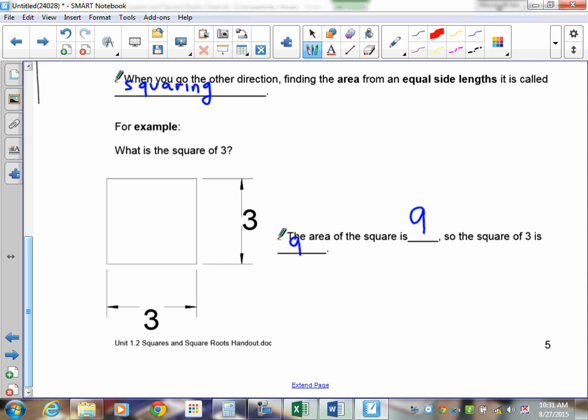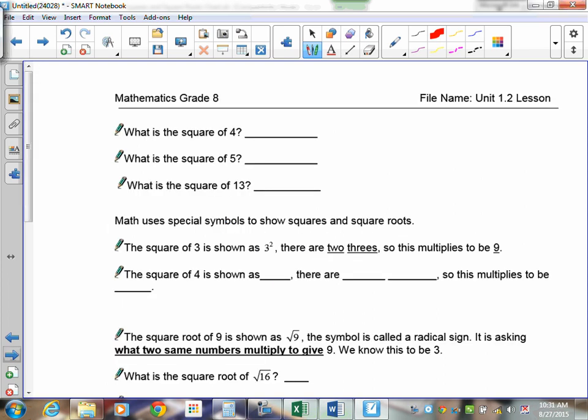It's as simple as that. 3 times 3 is 9. So in here is 9. You're taking these two numbers here, multiplying them to get that number here. That's squaring it. What is the square of 4? What is the square of 5? What is the square of 13? Pause the recording and do that right now, please.